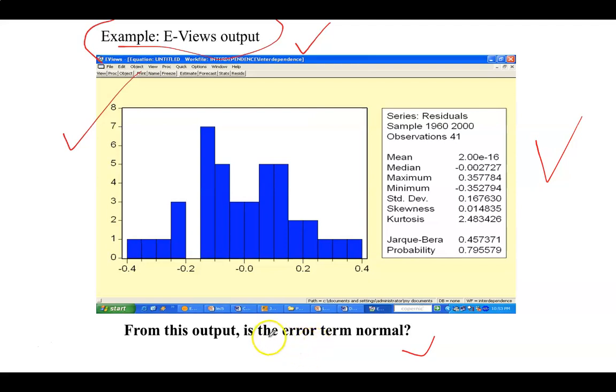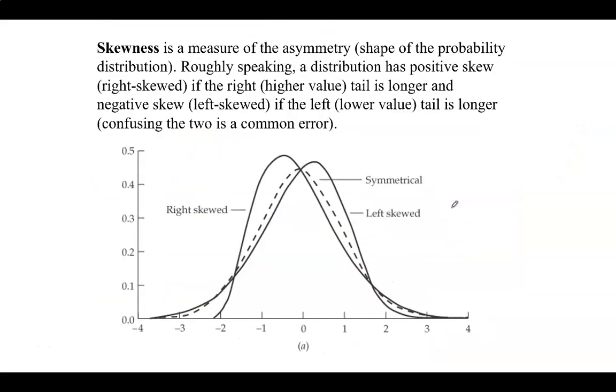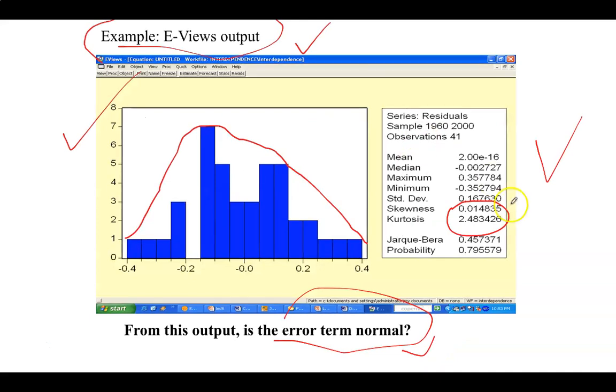From this output, is the error term normal? Because you want to see whether they are normal or not. The blue shape reflects something like this. If you draw it up, do you think this is normal or skewed to one side? The important information here is these two, and you have to know that for a normal distribution, skewness is 0, near to 0, and kurtosis is 3. In this result they are not exactly 0 and 3, but they are near to those figures. So in that sense, is the error term normal?